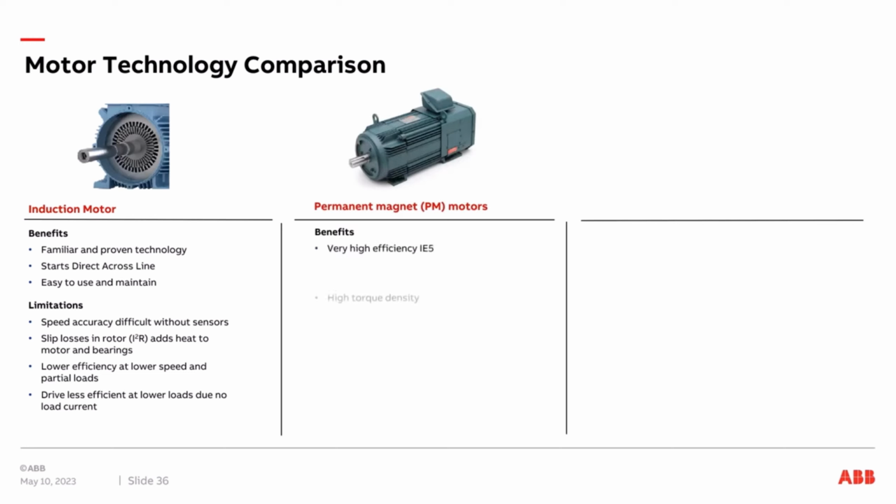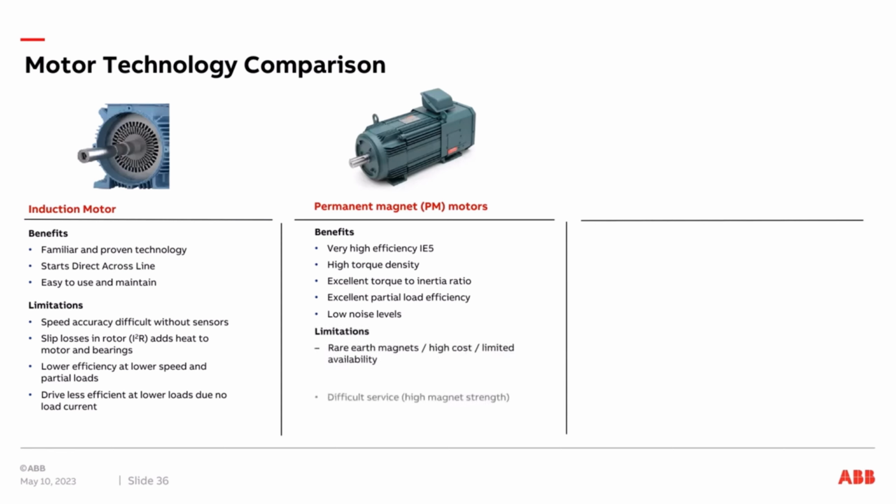A permanent magnet motor is a very high efficiency motor, with IE5 or better, high torque density, excellent torque-to-inertia ratio, excellent partial load efficiencies, and a low noise level. Unfortunately, its rare earth magnets have high cost and limited availability.